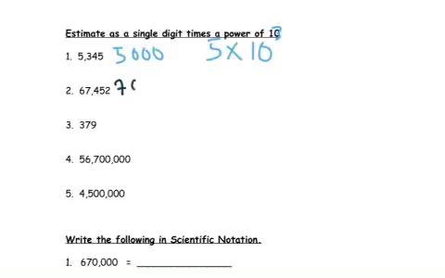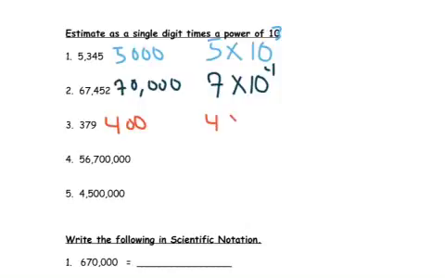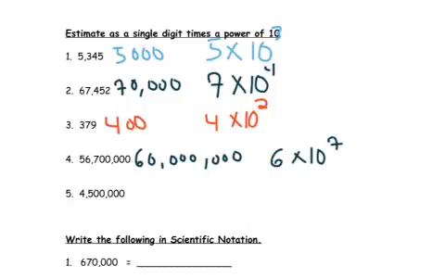67,452 is closer to 70,000 than 60,000. My single digit is a 7 times 10, and I have 4 zeros there. 379 is closer to 400 than 300. My single digit is 4 times 10, and I have 2 zeros, so it's to the second power. 56,700,000. I round up to 60 million. 6 is my single digit, times 10, and I have 7 zeros.